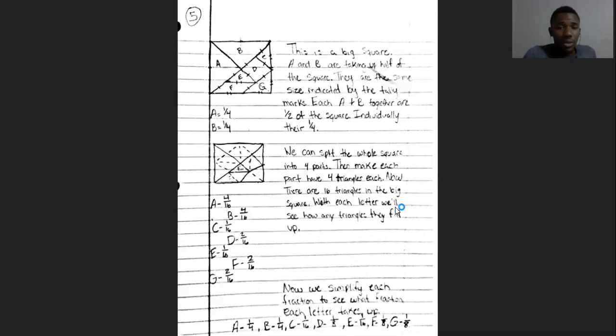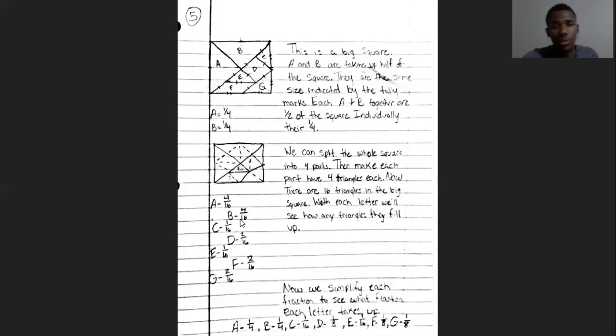Now, with each letter, we'll see how many triangles they fit. Now remember, 16 total squares, so we always want 16 on the bottom. And then for each letter, we want to know how many triangles they take up. So if you look at part A right here, come down here, part A takes up 4 triangles. So I put 4 over 16. We're not going to reduce them yet. I'm going to have B.